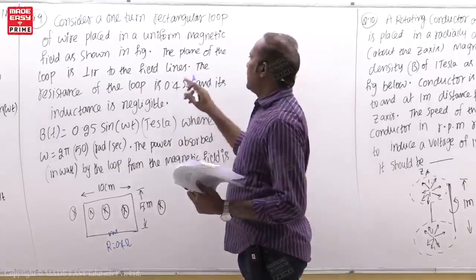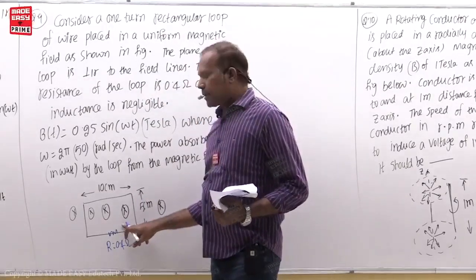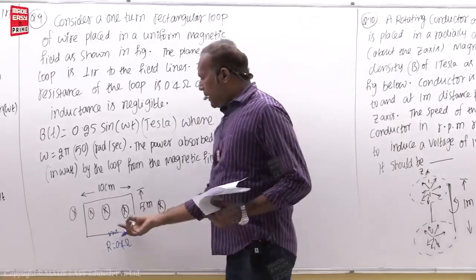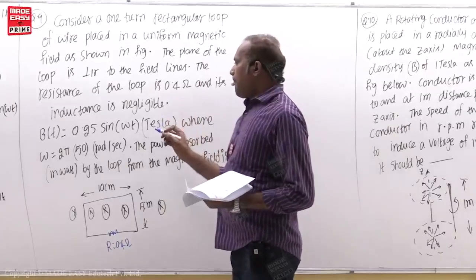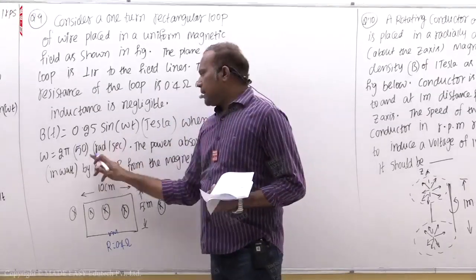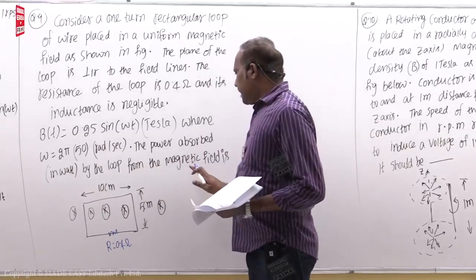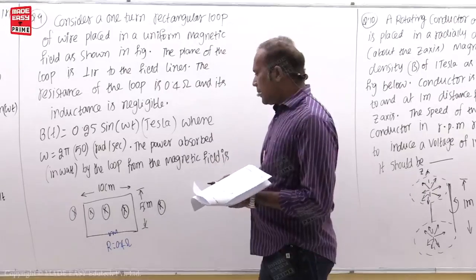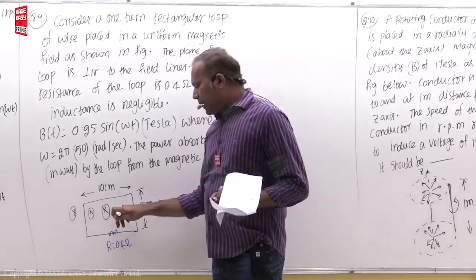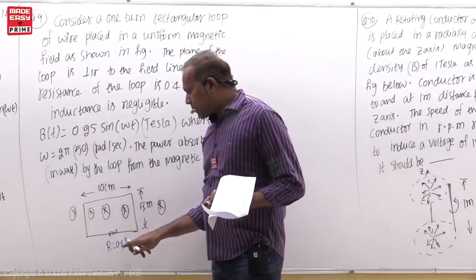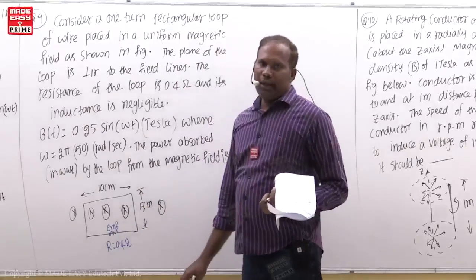Now he is saying the plane of the loop is perpendicular to the field lines, then only EMF is induced, as we have already discussed. The loop area is 10 centimeter multiplied by 5 centimeter. Omega is given here. For the power absorbed by this loop, the magnetic field is into the board and crosses the area of this loop. Because of that, EMF is induced here, that means voltage is induced here.